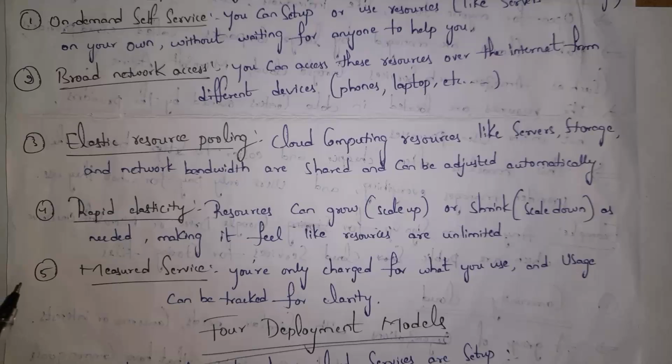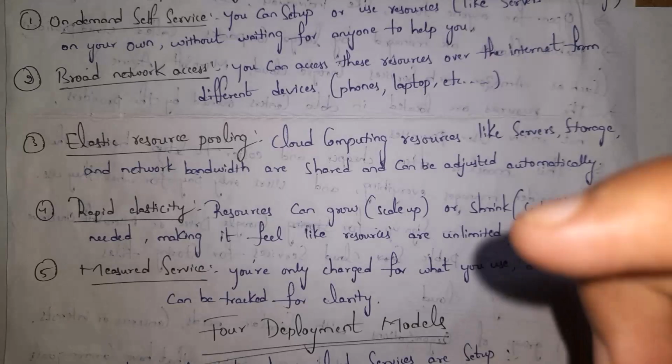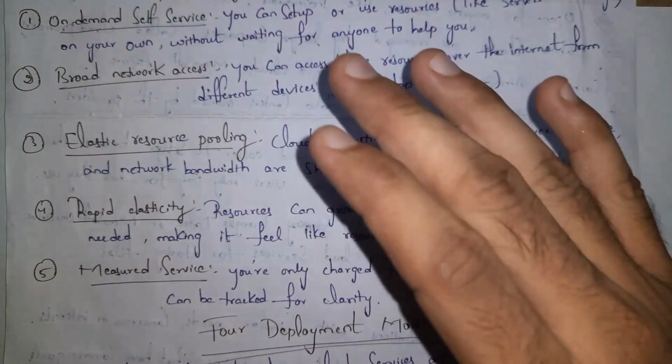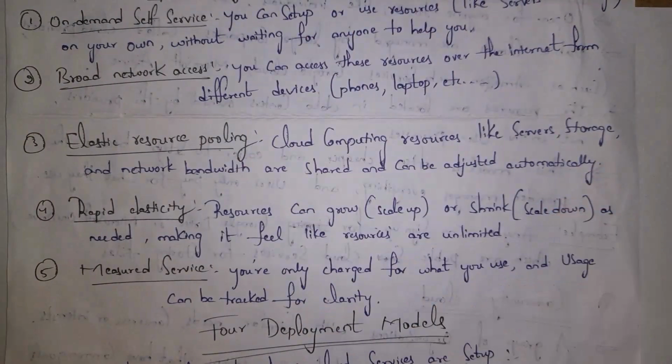And the fifth one is measured service. Guys, in cloud, whatever you use, only for that you need to pay money. For example, I will use a server only for 1 hour. So only for that 1 hour I need to pay money. So in cloud, you need to pay only for what you use.